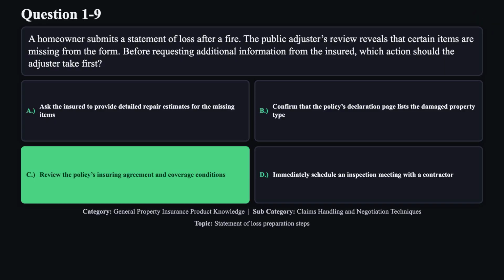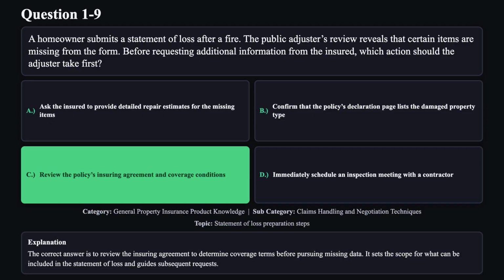The correct answer is C. The correct answer is to review the insuring agreement to determine coverage terms before pursuing missing data. It sets the scope for what can be included in the statement of loss and guides subsequent requests.